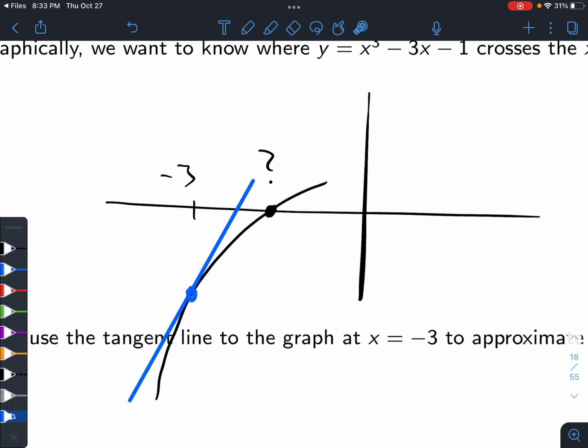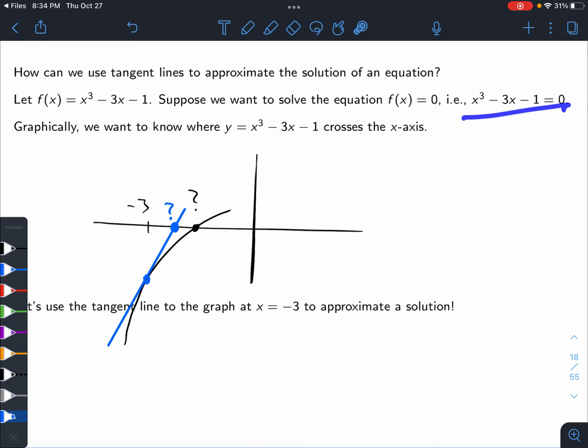So if we were to use the graph of the tangent line, we could estimate where it's going to cross the x-axis. So we can estimate this point over here by finding where our tangent line crosses the x-axis. So this right here would just be an approximation of our actual solution to this equation over here. So that's the idea.